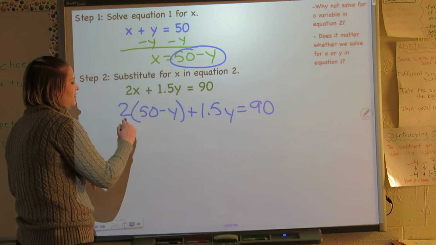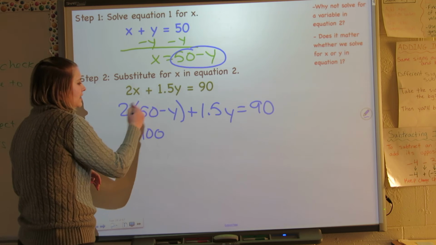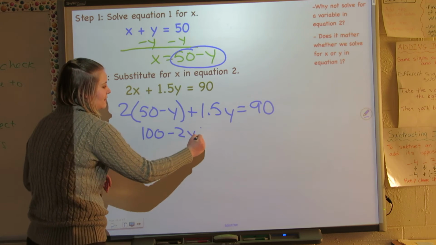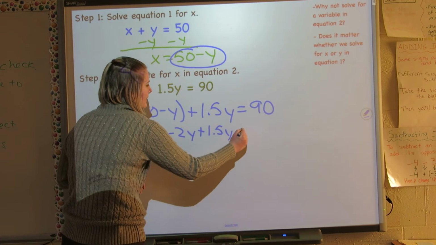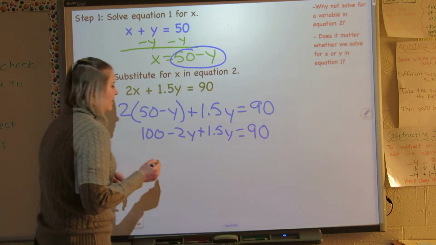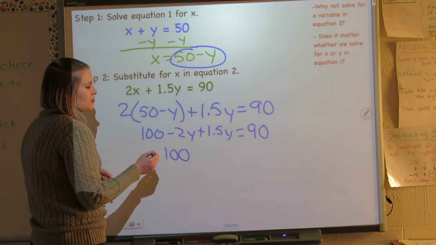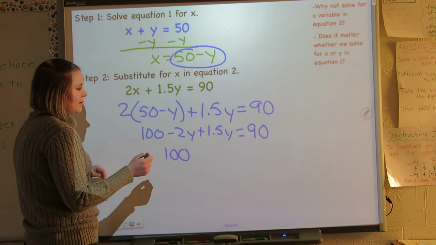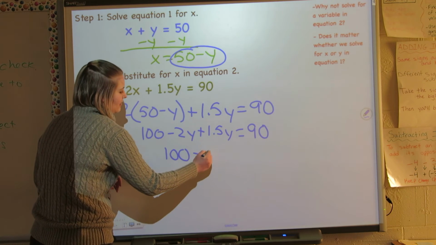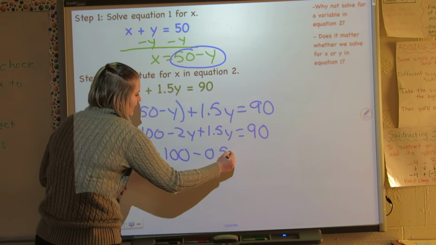So first I'll distribute. 2 times 50 is 100. 2 times negative y is negative 2y. Go ahead and combine my terms. I'll have 100. Negative 2y plus 1.5y will give me negative half y.